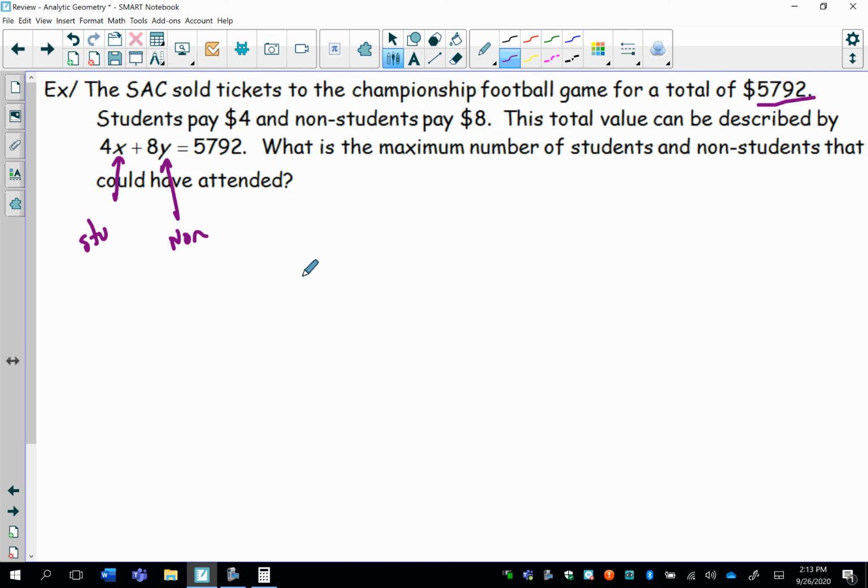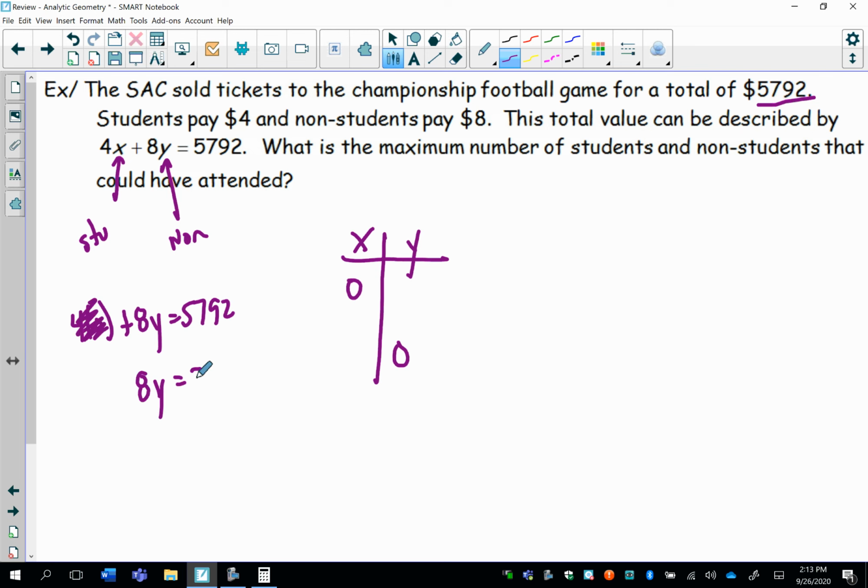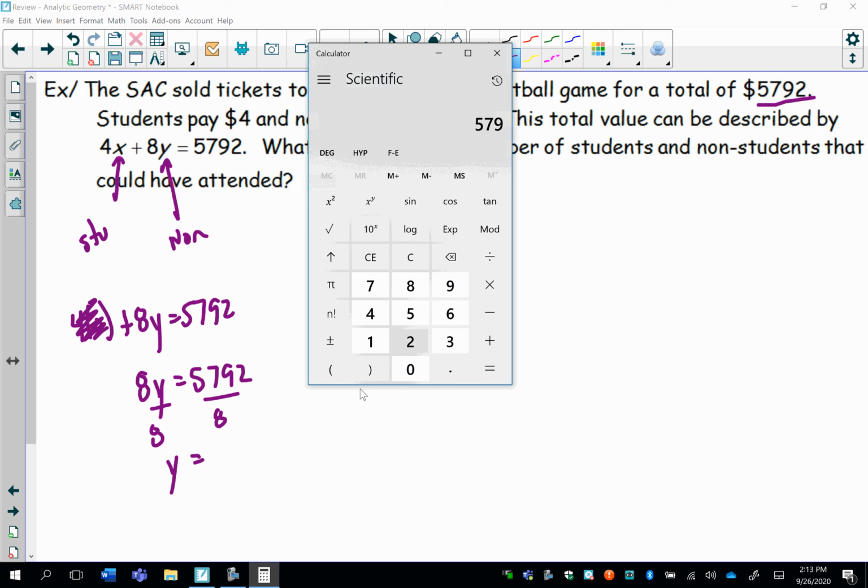So really, I'm thinking about the biggest possible X. Well, what happens if no non-students attended? 0 of those. I think this is a tricky way of saying, let's find the intercepts, the baby table method. So if no students attended, there's none of them, 8y, 5792. That means there's none of these. Don't even worry about that. Don't solve that. Solve what's left over. 5792 divided by 8, and y equals, let's figure it out. 5792 divided by 8 is 724.